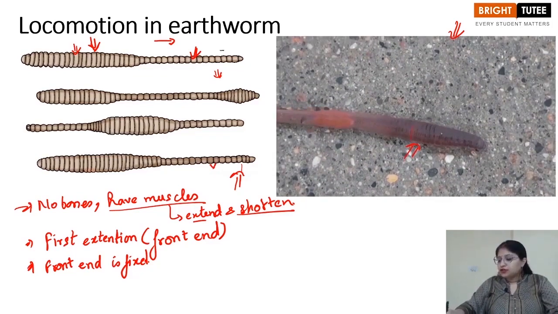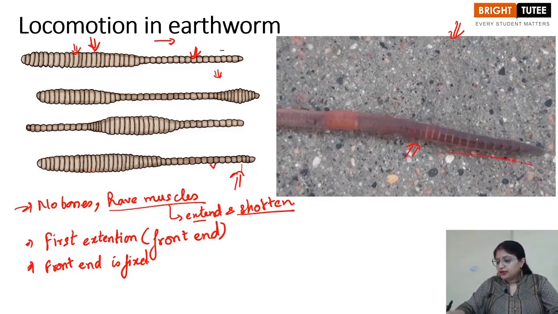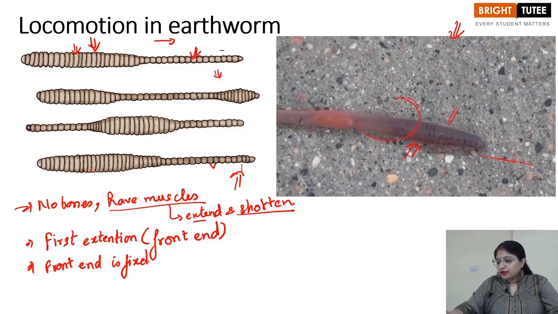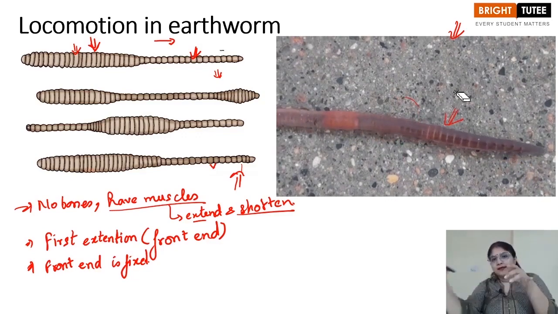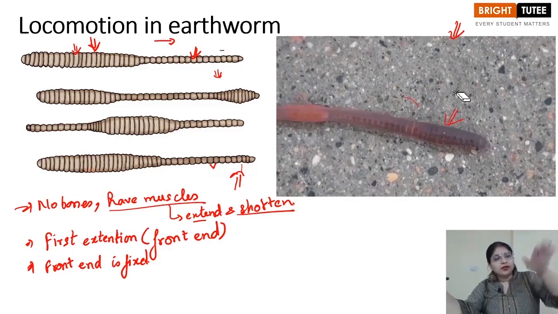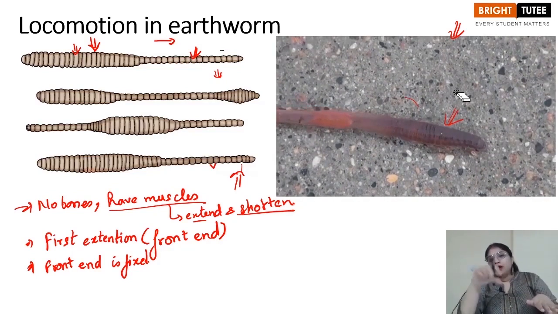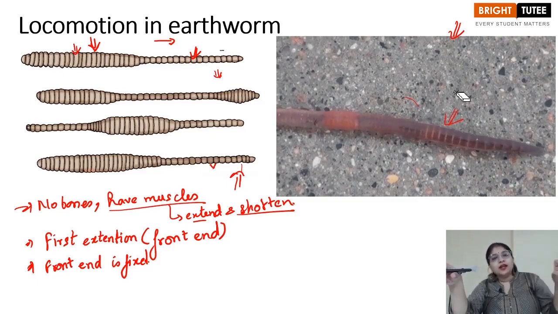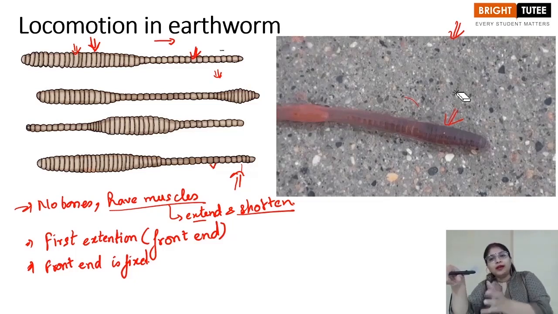The very first thing which happens is the extension. As you can see, the extension over here is taking place and the rear end is fixed. Then you can see the next part, what is happening is the shortening of the rear end. So basically what happens is that the front end is extended. At that time the rear end is fixed. Now, once the extension of the front end has taken place, the rear end is released. When the rear end is released, it is pulled forward, right?